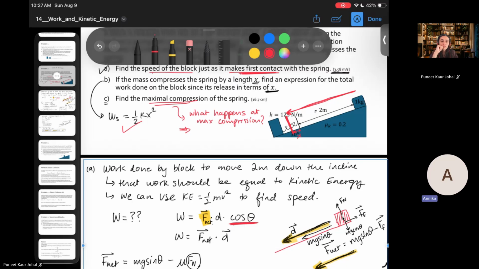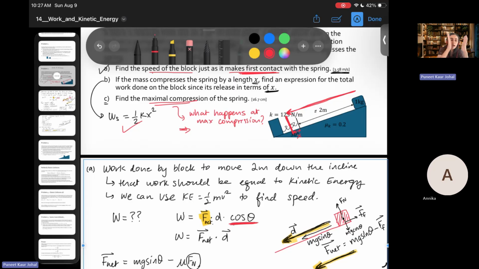Oh, like the acceleration is zero, or velocity is zero. Velocity is zero. That's always what happens when any object changes direction of motion, like 180 degrees. The object momentarily stops and then changes direction the other way. And the same thing happens here.